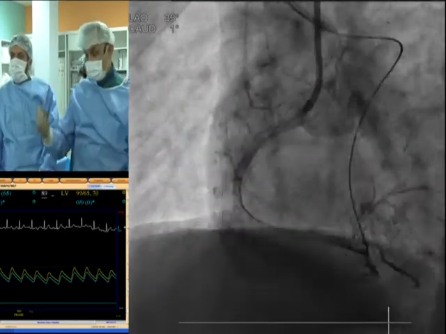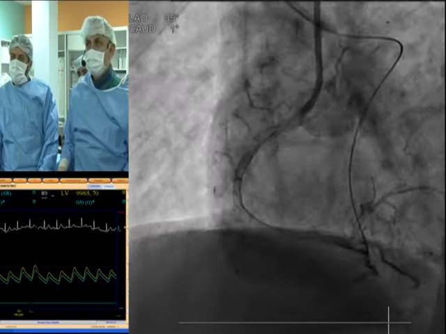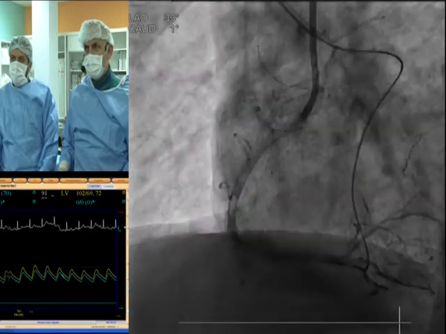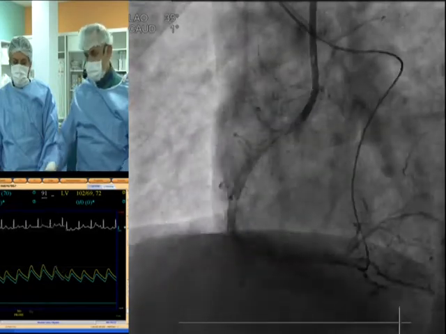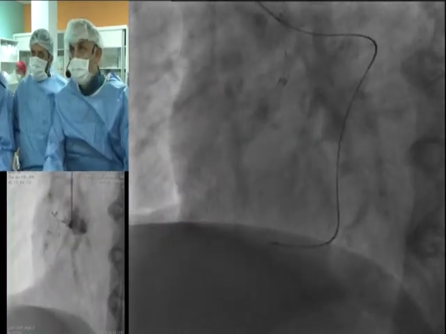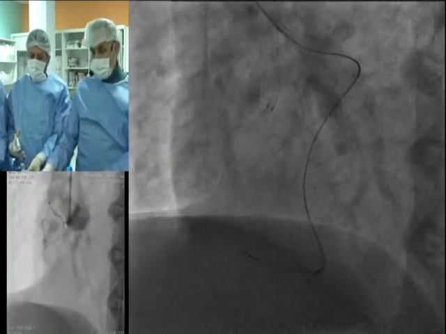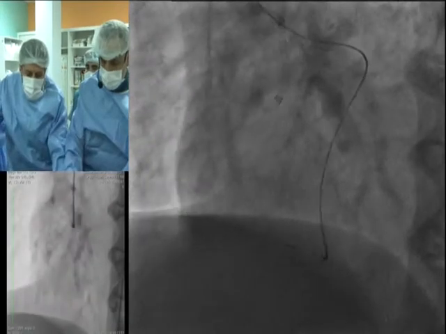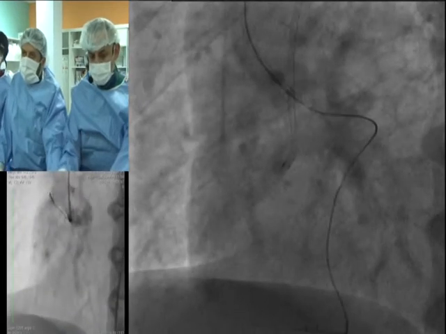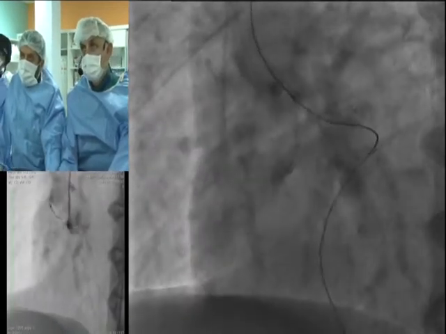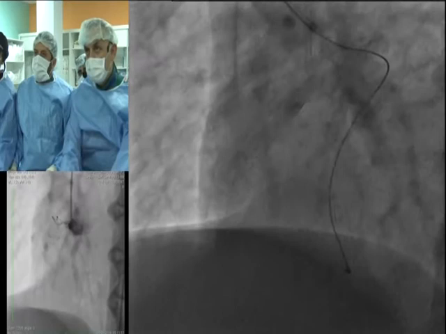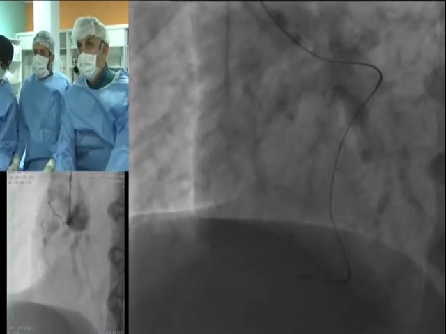So as you see here very clearly, this vessel is a large vessel. So I will post dilate this vessel up to 3.5 and 4.0. Now I'm post dilating from the mid RCA. I post dilate by Furrow. 12, 12, 14.